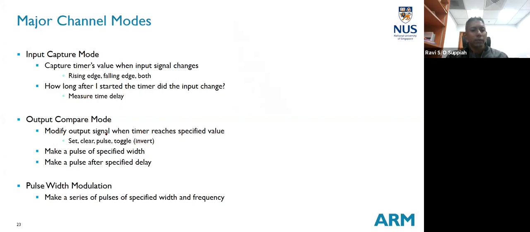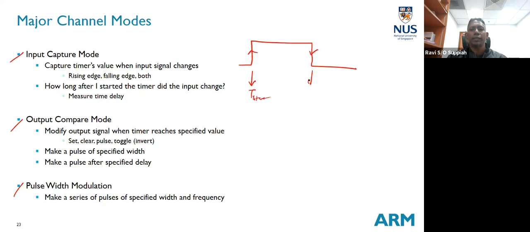In terms of the channel mode, like I mentioned, there are 3 types of channel modes available. The first 2 are for different types of use cases. The input capture mode is used, for example, when an input signal changes and I want to capture it. For example, I want to measure the duration of a pulse. I can configure the input capture to trigger on both rising edge and falling edge. So when the rising edge happens, I capture the time.